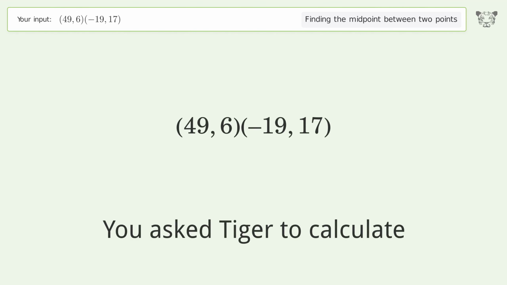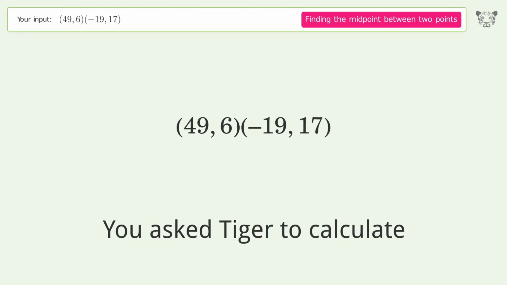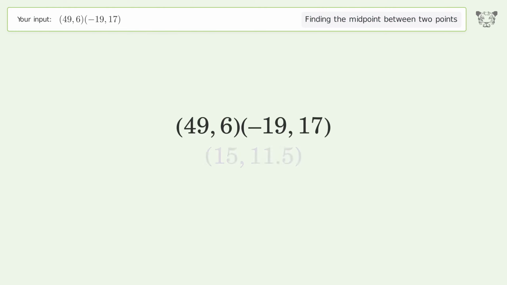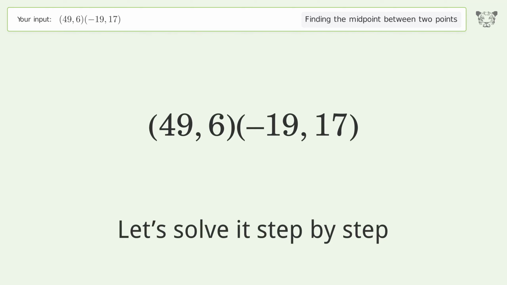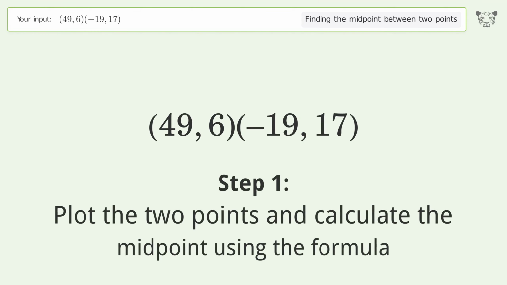You ask Tiger to calculate. This deals with finding the midpoint between 2 points. The midpoint between the 2 points is 15, 11.5. Let's solve it step by step. Plot the 2 points and calculate the midpoint using the formula.